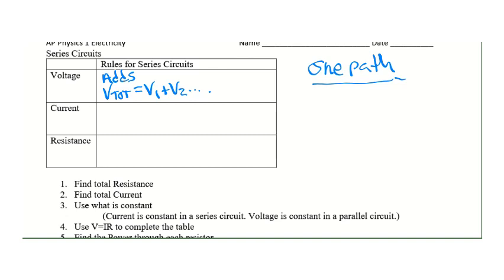The rule for current in a series circuit is that current is constant. That means that the current, remember we use I to represent current, total current coming through the power supply has to be the same as the current that passes through resistor 1, as the current that passes through resistor 2, and so on for however many resistors that we have.